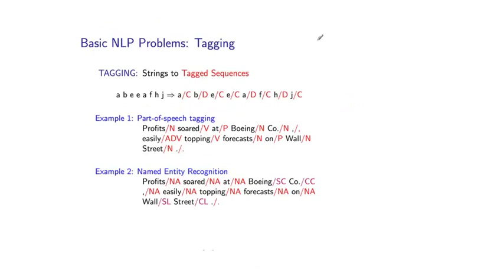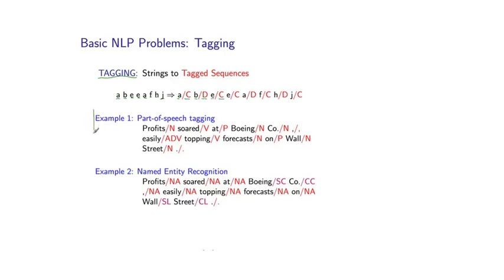So in addition to the applications I've just described, we'll also consider some very basic natural language processing problems which underpin many of these applications. The first we'll talk about is something called the tagging problem. Abstractly, tagging problems take the following form. As input, we have some sequence, in this case a sequence of letters. And as output, we are going to have a tagged sequence where each letter in the input now has an associated tag. This is probably best illustrated through a couple of examples.